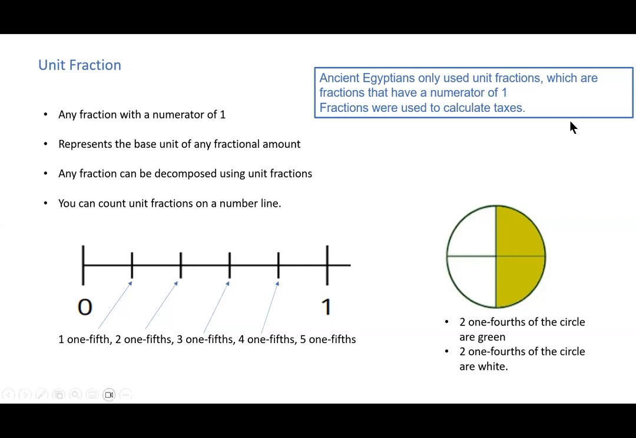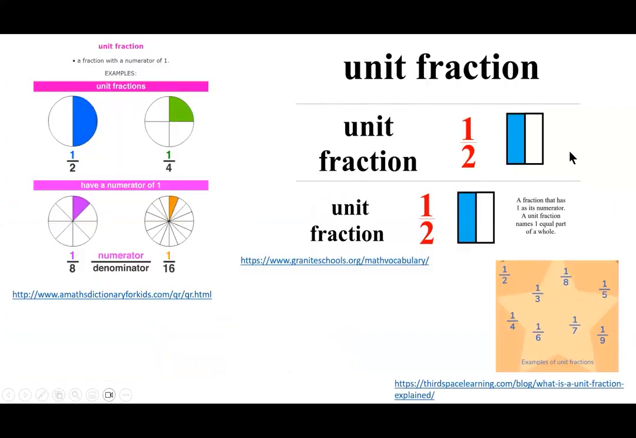I just added this little comment at the top that the ancient Egyptians only used unit fractions, which are fractions that have a numerator of 1. So you can see that they wouldn't be adding like 5 100ths and 6 100ths, it would always be 1/100th plus 1/100th, and so on. And they were used to calculate taxes.